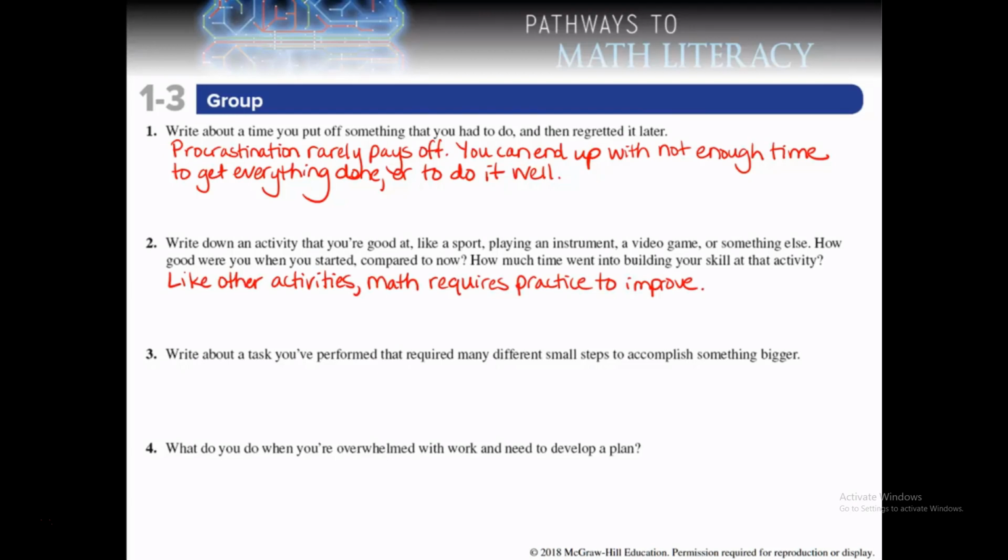In 3, it asks you to think about a task you've performed that required different small steps to accomplish something bigger. The idea here is to think about how when you have a lot to do, especially a large homework load, breaking it into smaller pieces is helpful. It's a good idea to work on a little bit every day.